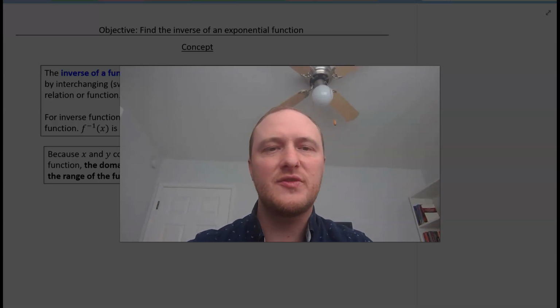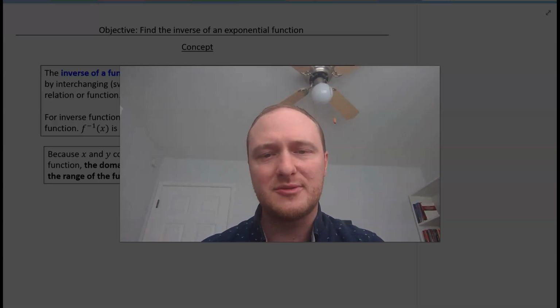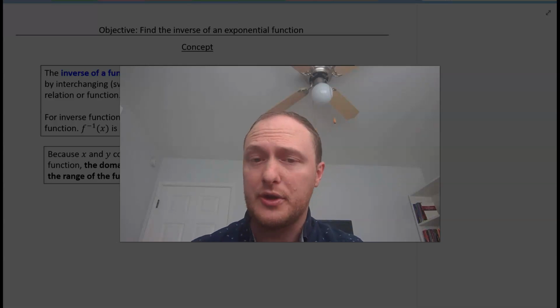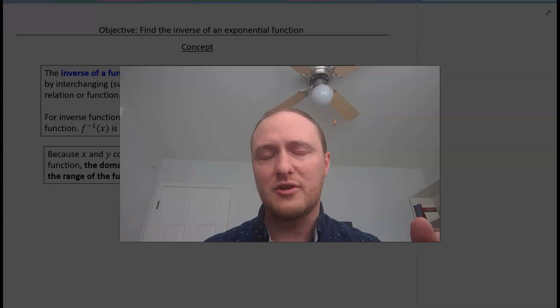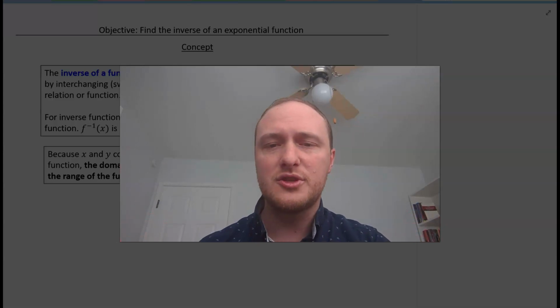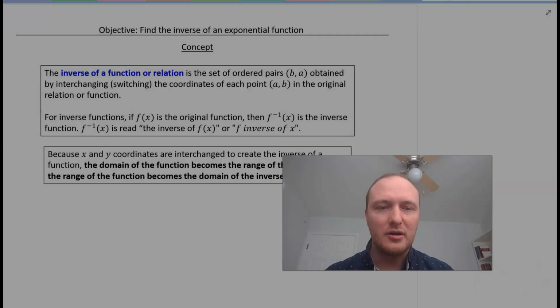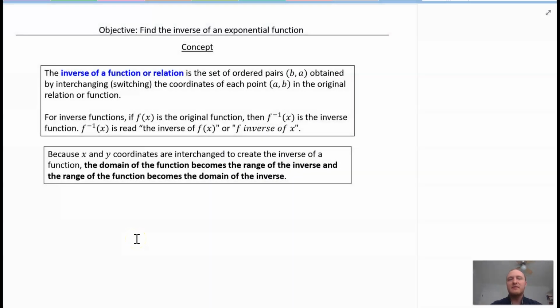This is 9-5 and we are talking inverse of exponential functions, which you already know is logarithms, right? So I'm going to show you how to go from an exponential function to its inverse, which is a logarithmic function. The inverse of a function or relation is the set of ordered pairs (b, a) obtained by interchanging or switching the coordinates of each point (a, b) in the original relation or function, which you know, right? Switch x and y, that's how we find our inverse.